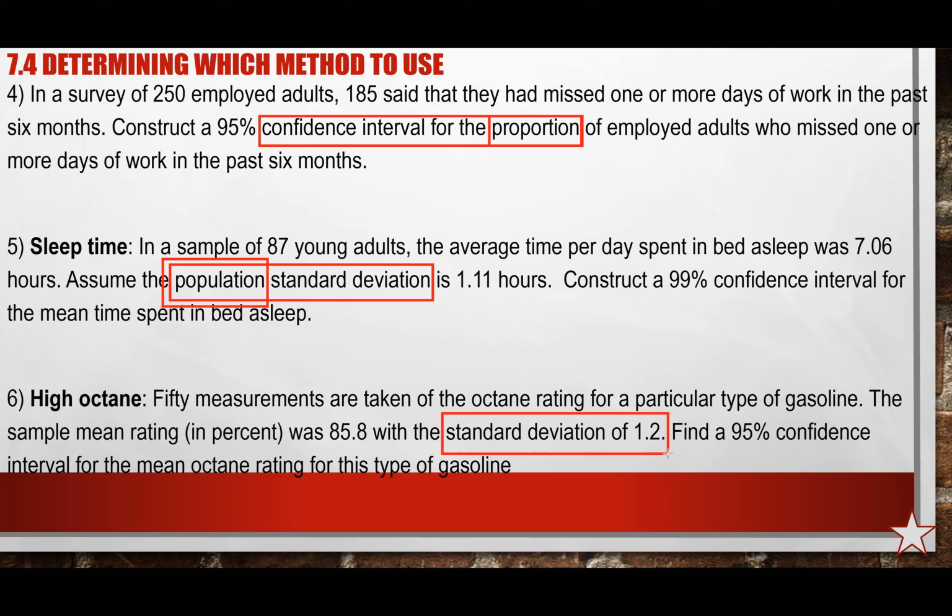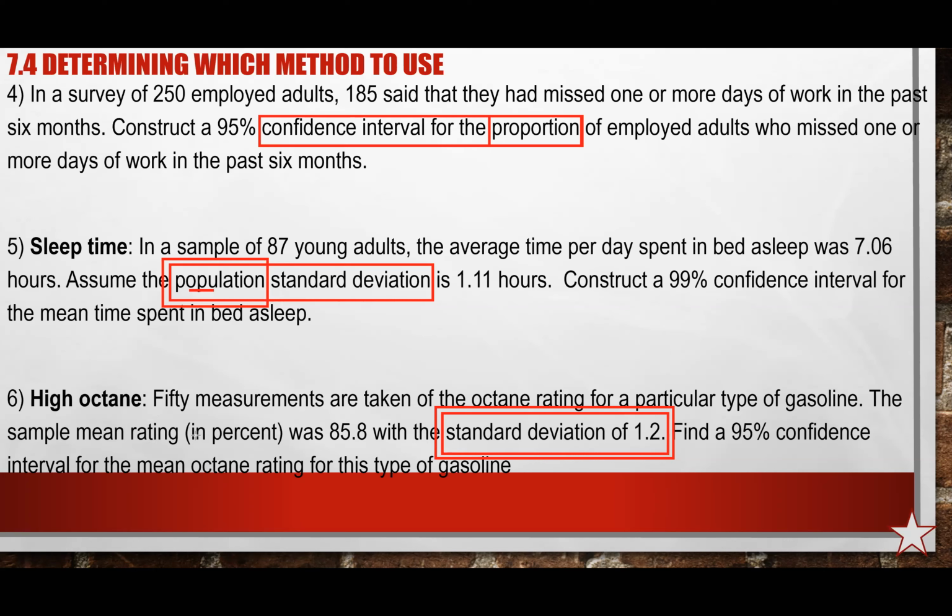And if you remember, I told you guys that if they don't spell it out for you, if they don't say population standard deviation, or if they don't give you the symbol of the sigma, then 99% of the time, this item here is the sample standard deviation, okay? If they don't spell it out, if they don't give you the symbol, this is the sample standard deviation.